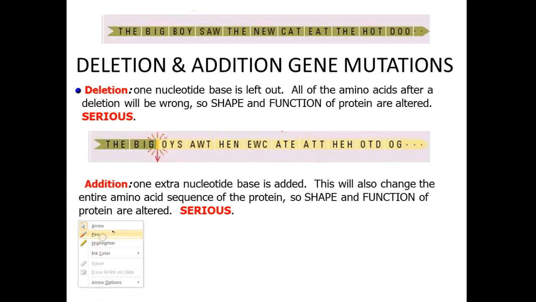Addition is just as serious because you've got one extra nucleotide added. So again, the sentence will be completely wrong.